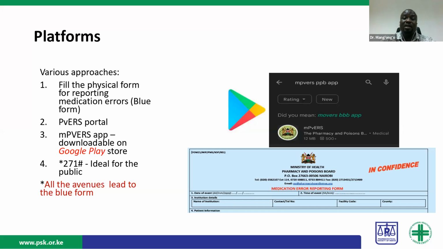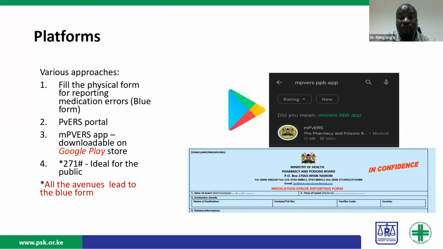So one, you can have it physical, and actually you can get it from your pharmacist, especially at the county level, and even at sub-county level, because we have these forms in soft copy that are available. You can print a hard copy from that soft copy, then fill it physically, and of course you can always hand it over to someone who can upload it on your behalf onto the portal, because that is the easiest way of communication.